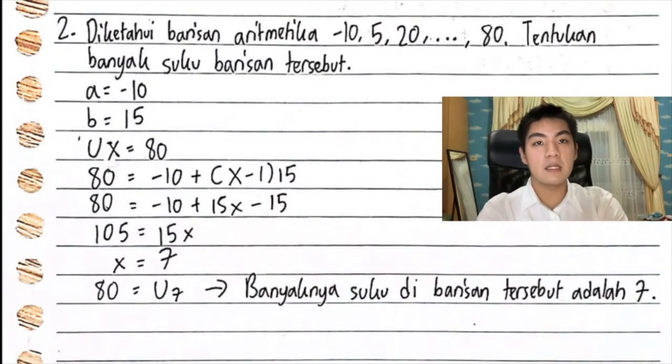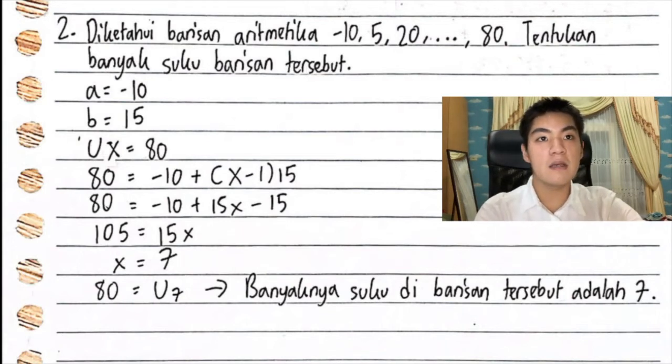The second question: it is known that an arithmetic sequence is negative 10, 5, 20, and so on, up to 80. Find the number of terms in the arithmetic sequence. From this question, we get that the first number of the set is negative 10, and the difference between each number is 15. The final number is 80, which we can use to find the number of terms in the sequence.